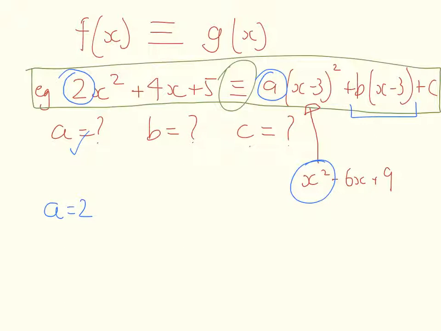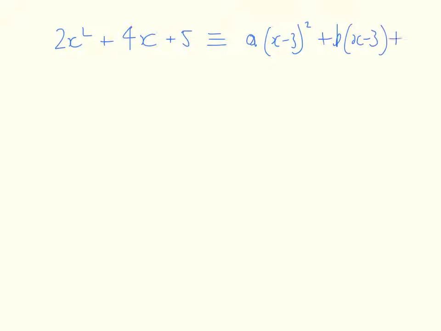How are we going to go about finding b and c? To find the value for b, we're going to pick some values. Now we know that 2x² + 4x + 5 is going to be identical to a(x − 3)² + b(x − 3) + c. More often than not, these two brackets are the same. So it's (x − 1)² and (x − 1), or (x + 2)² and (x + 2). Sometimes they're not, but most of the time they are the same.